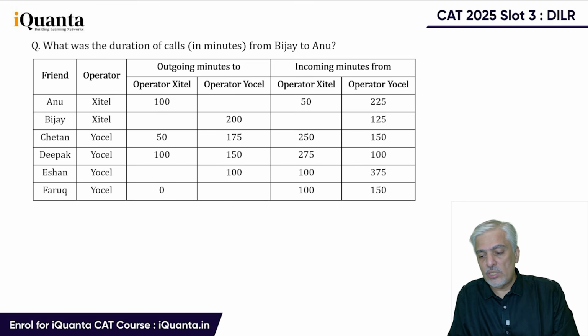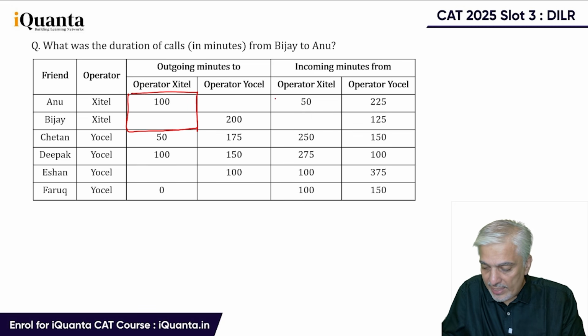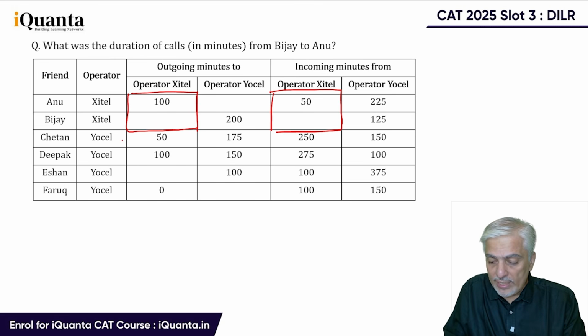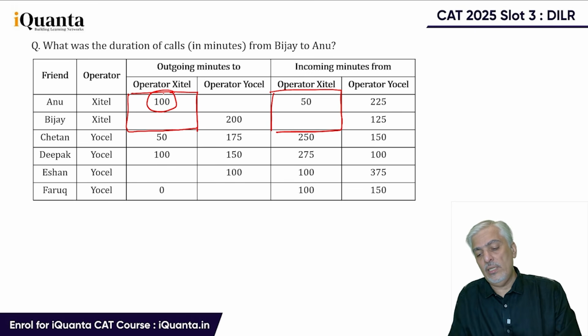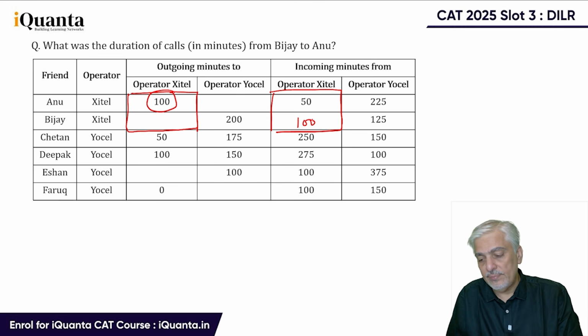Now, what is the duration of calls from B to A? Let's concentrate only on B to A because that is only X. So this part I have to concentrate on and this part, no other part. Why do I have to concentrate only on these 2 parts? Pay attention. Now, A has outgoing of 100 outgoing calls to operator X. Now, whom can he call who has operator X? Only B. Which means B will receive this 100 over here. These are incoming.